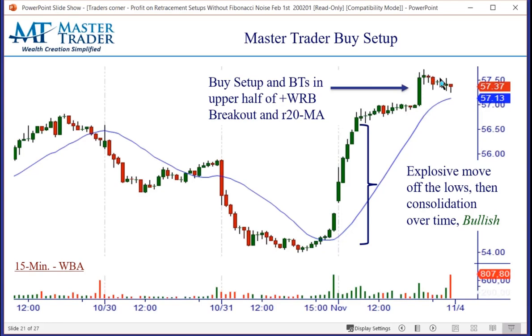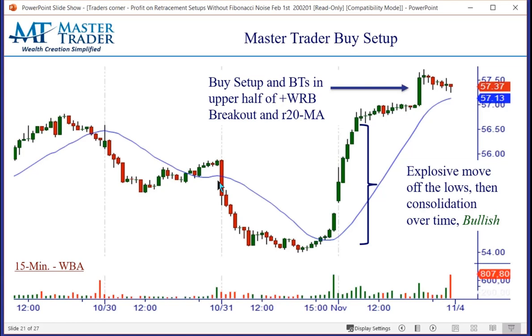This is kind of a sloppy buy setup, but I'm going to show you in a moment. You can still use these retracement concepts in wide range bars. We want wide range igniting bars, which means it's a wide range bar from consolidation, like this one here. This is a wide range bearish bar from consolidation.